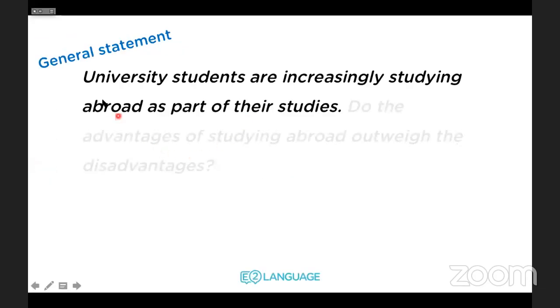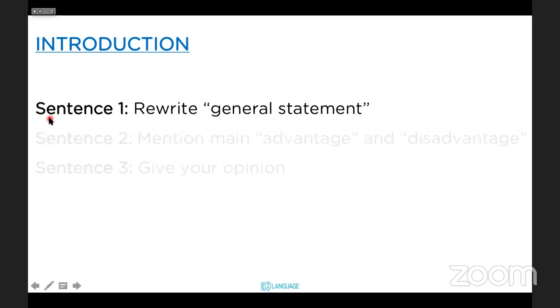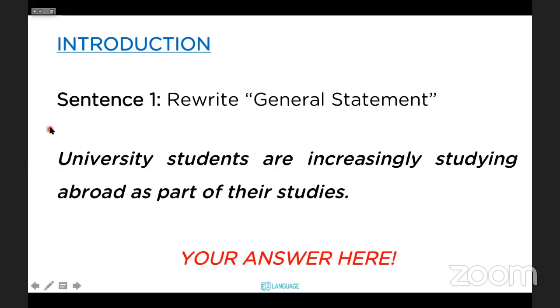Let's do it. Let's write sentence 1. We need to rewrite this general statement in our own words. It says, university students are increasingly studying abroad as part of their studies. Introduction, rewrite that general statement. You have 2 minutes to do this. Rewrite this in your own words to mean exactly the same thing, but just rephrase it, write it differently. 2 minutes starts now.